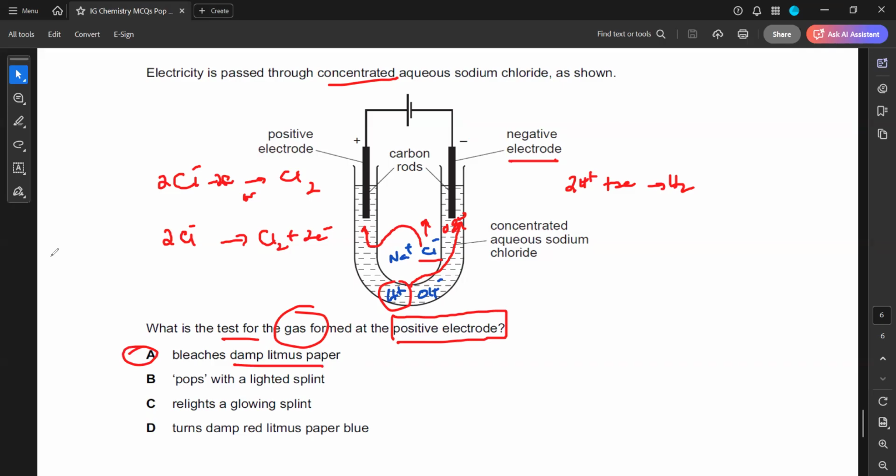If it was hydrogen, then B would be the right answer because hydrogen pops with a lighted flame. If it was oxygen, then it will relight a glowing splint. And turning damp red litmus paper blue, if it was ammonia, then this will be the answer. So this is the test for chlorine, and that's why A will be the right answer. So you have to learn the tests for these gases.